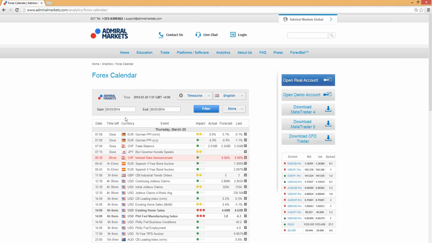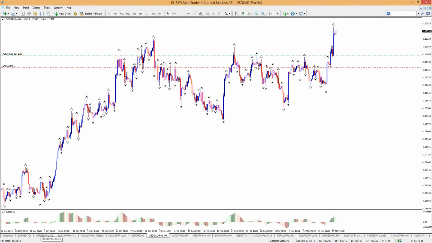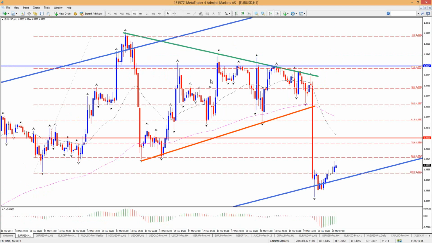Today, we have Swiss franc interest rate announcements expected to stay at 0, and we have some USD news as well, and some other news as well, of course. So let's take a look at the euro dollar. What I thought would have been a bullish triangle, in fact, turned into a bearish triangle, and that's of course something that a news event like this can definitely influence.